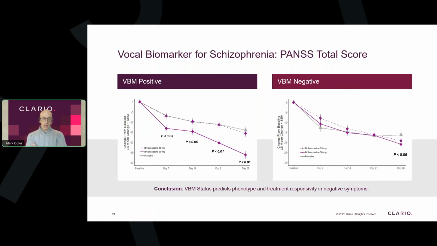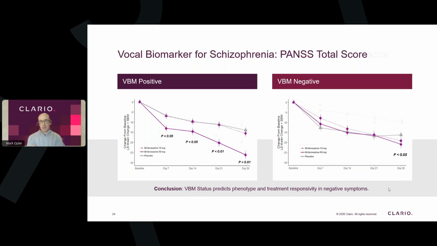Just to fast forward, in studying this over the years here at Clario and with our colleagues in academia, we found that similar functions and variations on the speech latency feature, when applied to other disorders like schizophrenia, show similar powerful effects. Vocal biomarker positive patients in schizophrenia studies show robust responses to antipsychotic treatments. Vocal biomarker negative patients show a much more muted response that sometimes takes a very long time to come to any meaningful result.